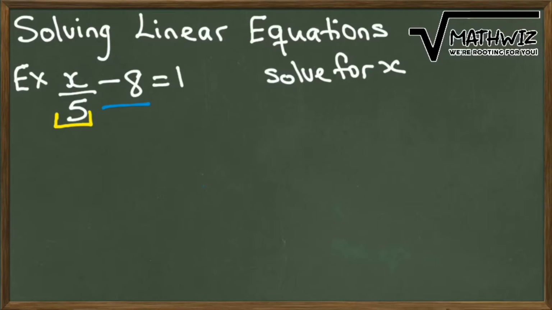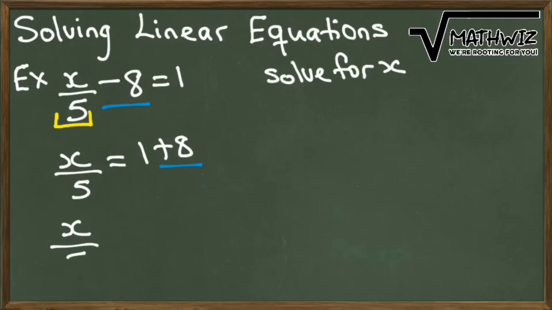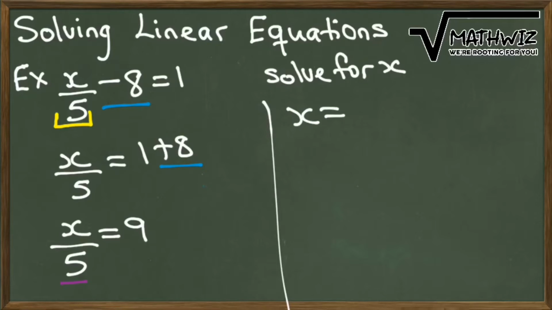So the -8, when you take it to the other side, it will become +8. And so you have x over 5 is equal to 9. And the 5, which is divided, when you take it to the other side, it will be multiplied. And 9 times 5 is going to give us 45.